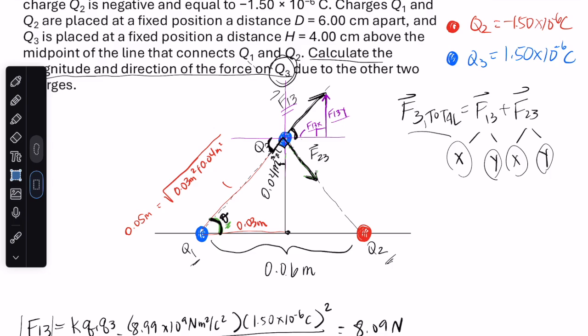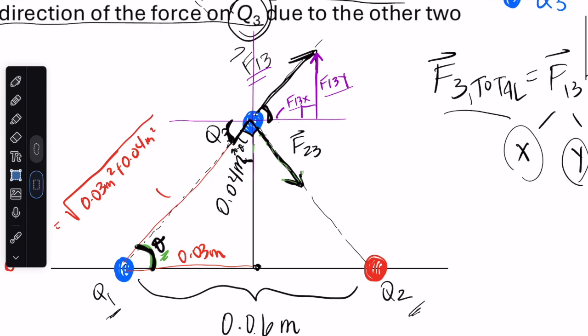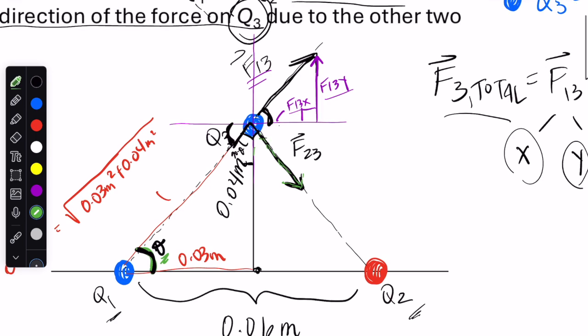Okay, so let's do the same thing for F23. So let's take a look at F23, find its components, and locate the similar triangle. So I'll use green. So here's our F23. This is our hypotenuse, okay? And you can draw the components. You can draw F23x like this and F23y like this. Or you could even draw them here and here, okay?